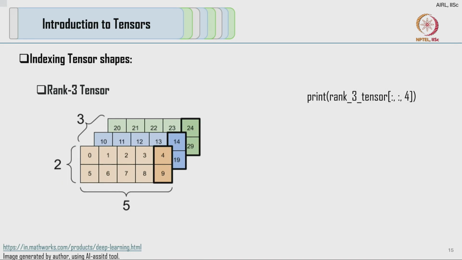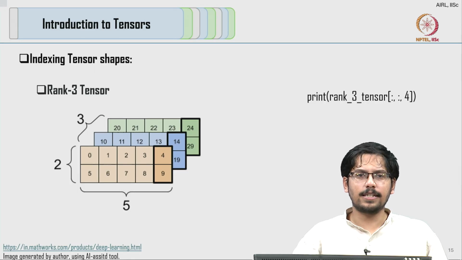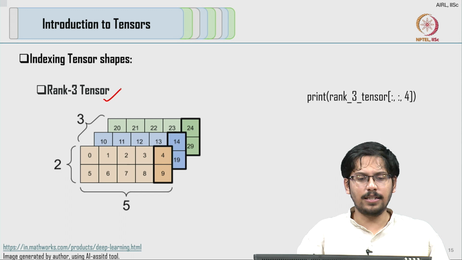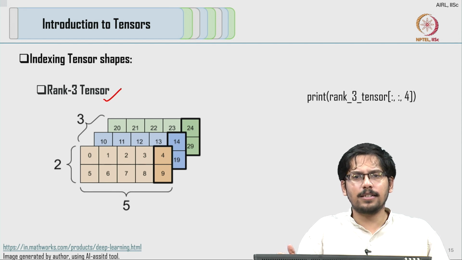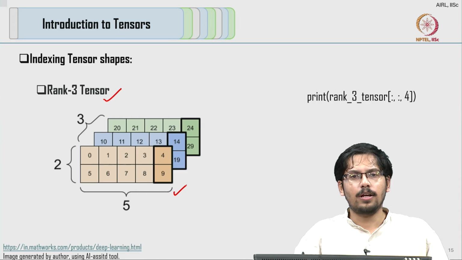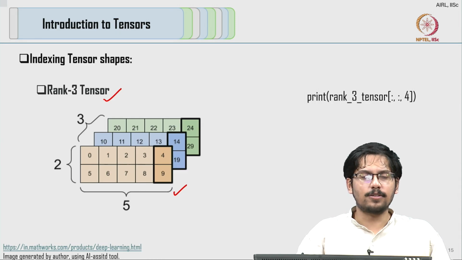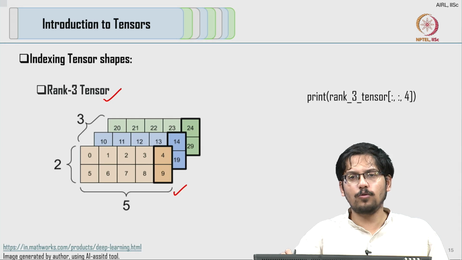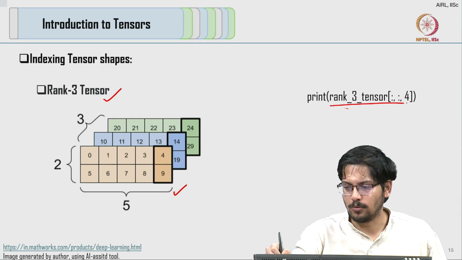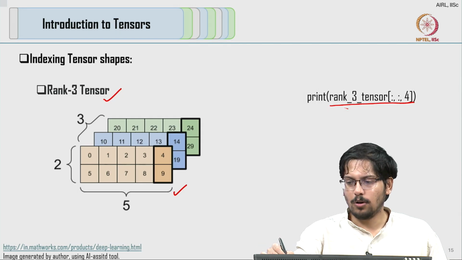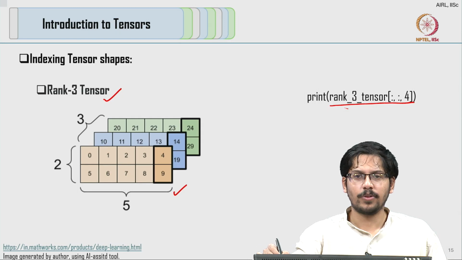Okay. Now let us try to focus on indexing of tensors. Let us say that we have defined a rank 3 tensor. This rank 3 tensor could essentially have a shape of 3, 2, 5, right, and the visualization is observed on the left figure. Now let us say we only want to focus on this particular part, which is essentially to index the tensor with colon, comma, colon, comma, 4, right.